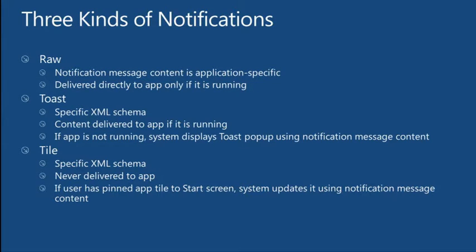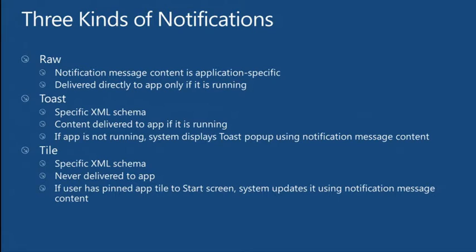OK. I think we've sort of talked about some of these already. There are 3 different kinds of notifications. The first one is a raw notification. And as the name implies, it's just raw data that you're sending to the device. It's application specific. And it's delivered to the app if and only if the app is running. If your app is not running, that raw notification does not get delivered, and it's gone. I mean, it doesn't queue it up. It's gone.